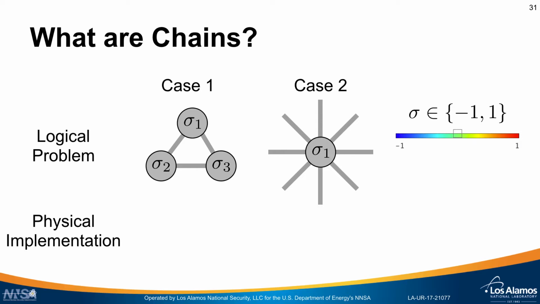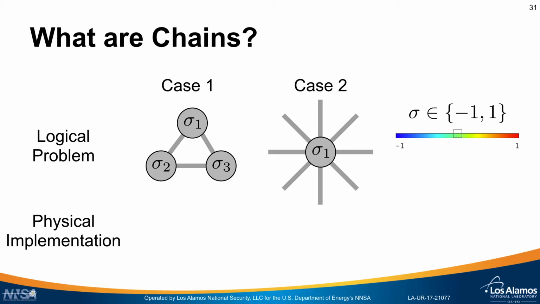Chains can arise in 2 particular cases. It depends on what logical problem you want to implement. The first case is that you have a logical problem with an odd length cycle, and the second case is that you have a logical problem where you want one particular spin to interact with more than 6 other spins. So that's case 2. So these are the logical problems you want to solve.